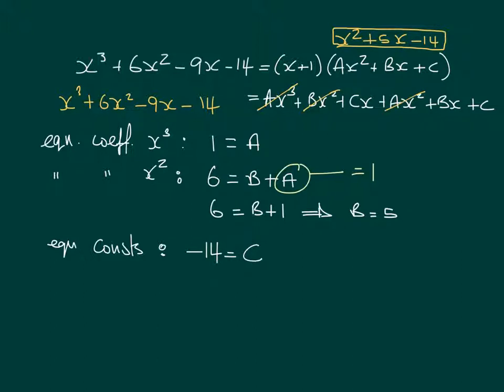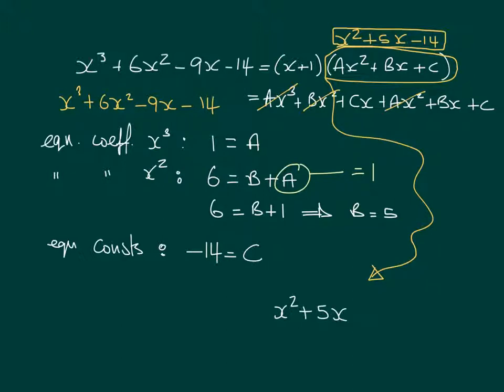Well, look at that. It basically means that all of this is actually equal to x squared plus 5x minus 14. And that's because I know a in front of x squared is 1, b in front of x is 5, and c was my constant, which I've worked out to be minus 14. And I'm not going to work this out now because you've already seen me factorize this on the other side of the page.